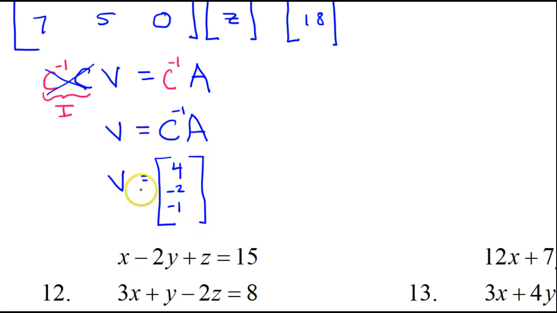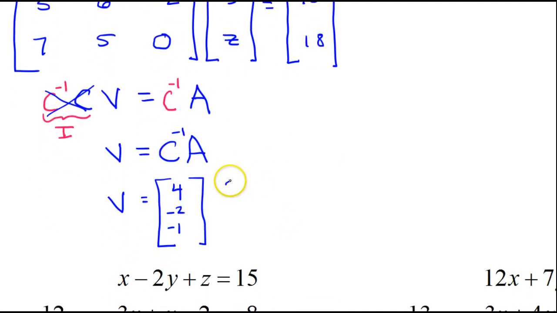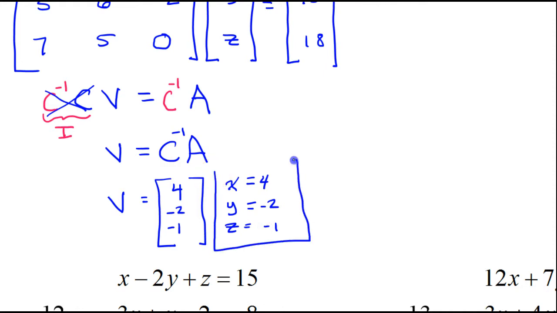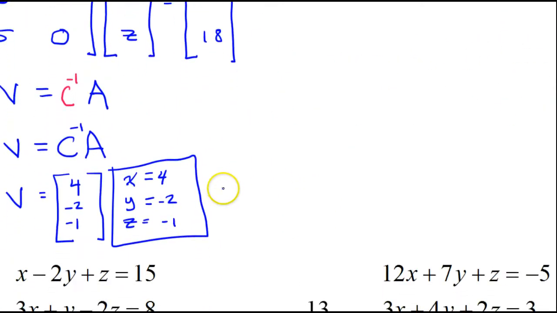Okay, so this is matrix V. Now remember that matrix V is x, y, z. With that in mind, we can now see that x is equal to 4, y is equal to negative 2, and z is equal to negative 1. Alright, let's do it again. By the way, you will sometimes see this answer written in the form 4, comma, negative 2, comma, negative 1, an ordered triple.